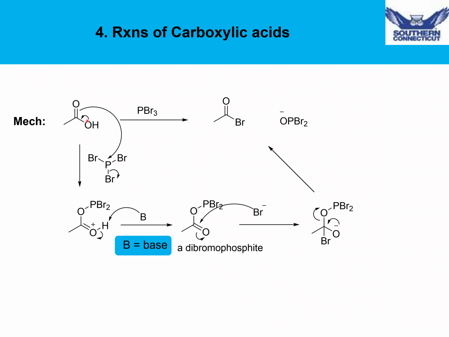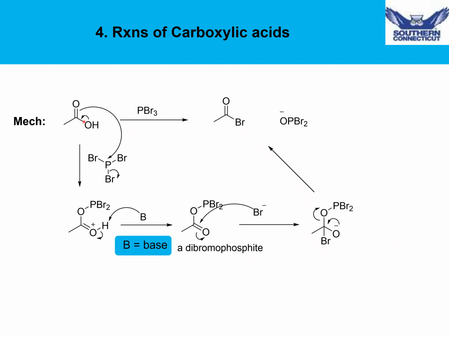The mechanism is pretty similar to what we saw with thionyl chloride. It starts off with the lone pair on this OH oxygen, pushing electrons towards the carbonyl. The carbonyl oxygen then attacks the electrophile, which is this phosphorus, and eliminates one of the halogens on the phosphorus. That gets us to this intermediate. Base removes a proton to give us the key intermediate in this mechanism, called a dibromophosphite.